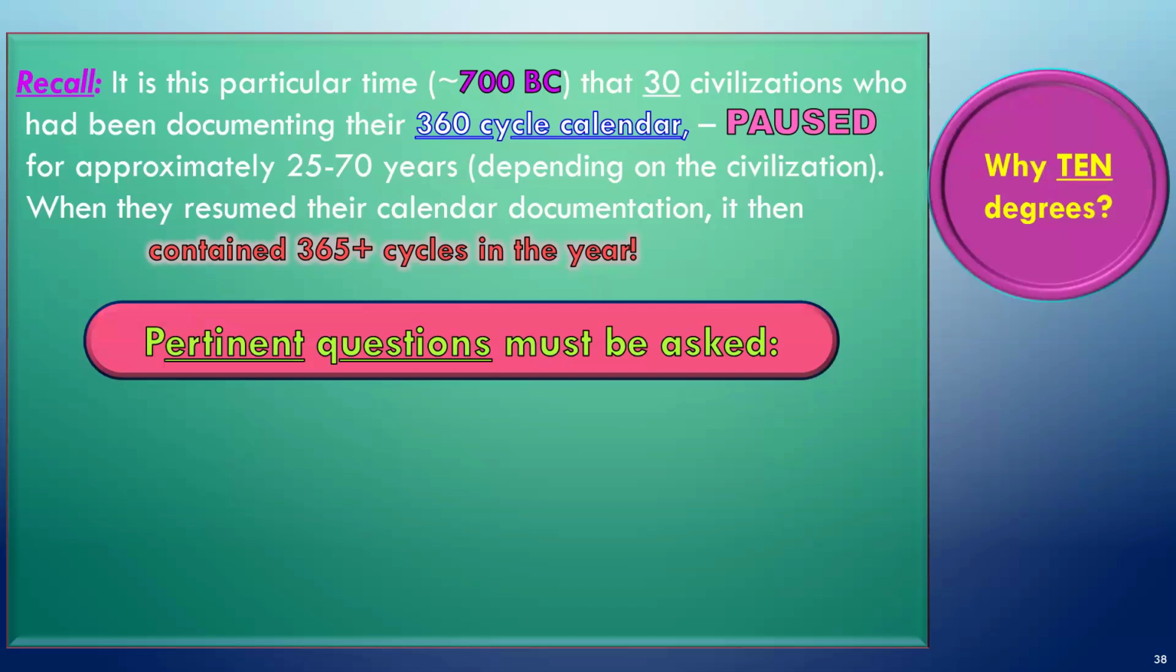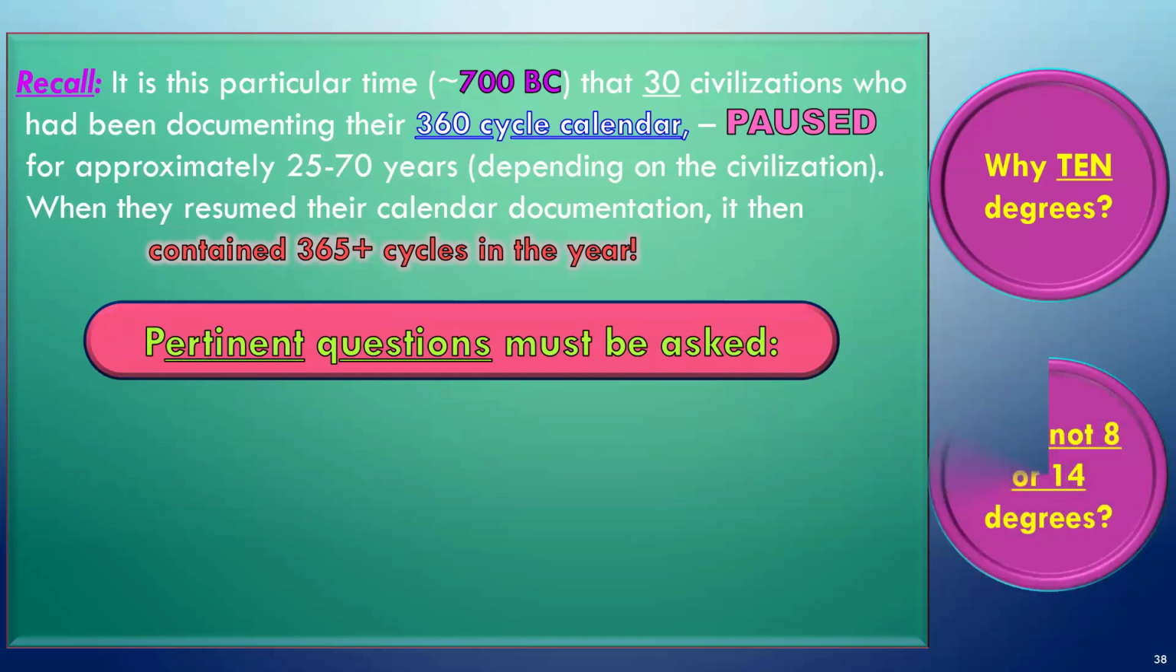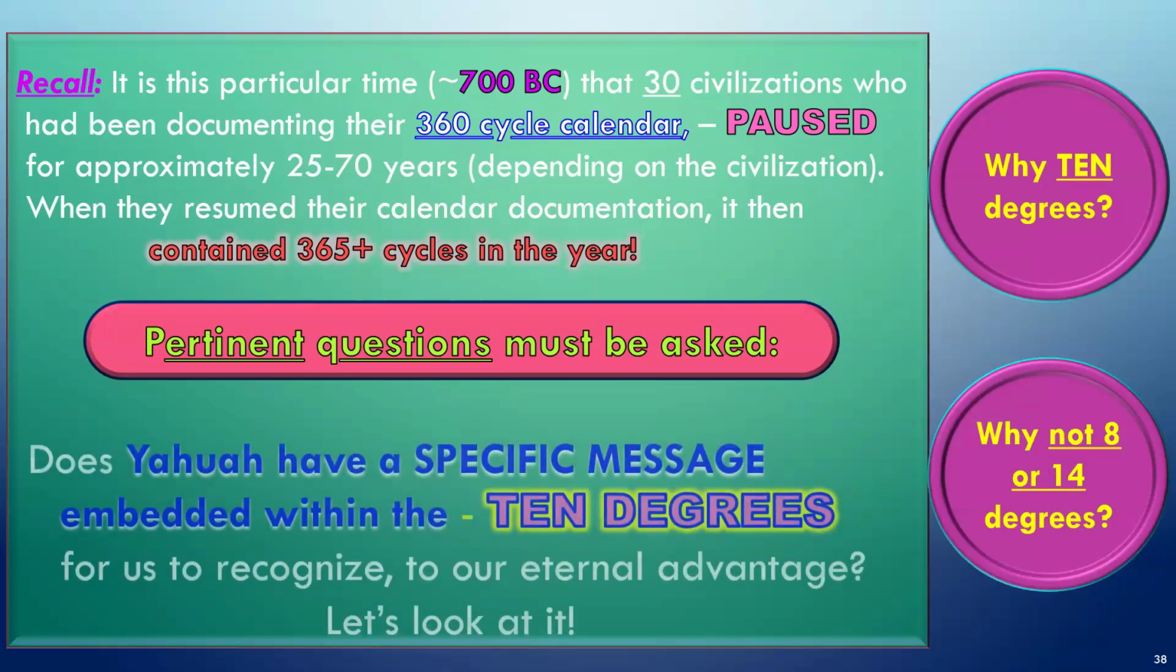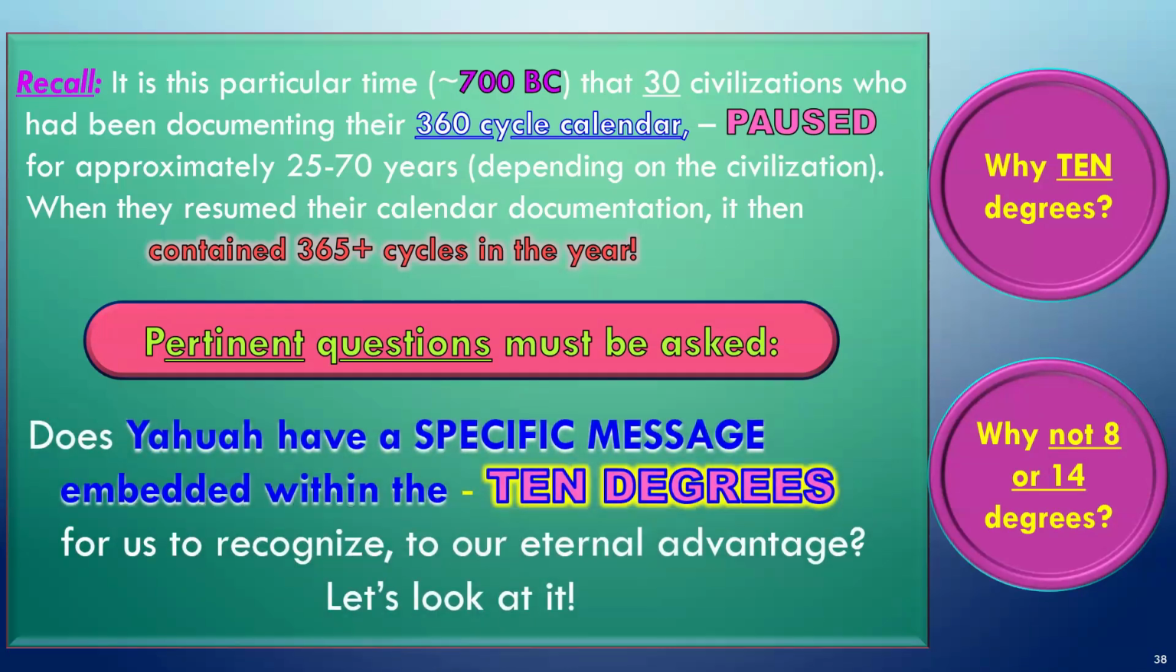Pertinent questions must be asked. Why 10 degrees? Why not 13? Why not 23? Why not 8 or 14 degrees? What did Yahuwah have in mind? Does Yahuwah have a specific message embedded within the 10 degrees for us to recognize to our eternal advantage? Let's look at it. Is that sign not just for Hezekiah, but for us too?